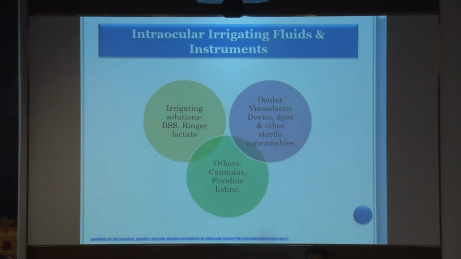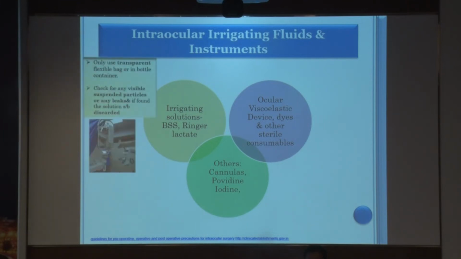Then, of course, the irrigating solution, etc. Whenever you are using it, there are certain specific guidelines. Like for irrigating solution, you use a transparent flexible bag or a bottle container, and you should always check the bottle for any suspended particle in it, or whether there is any leak or not. So that is very, very, very important. And you should always record the batch. When you are using, one day you are using one batch of fluid, you should always take a photographic picture.